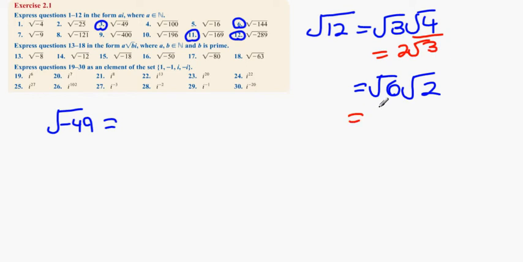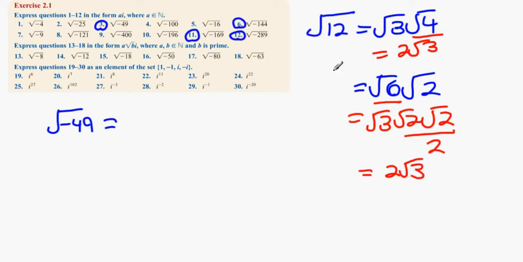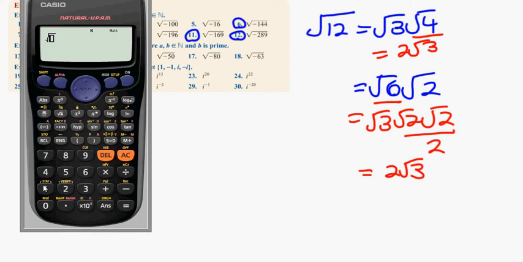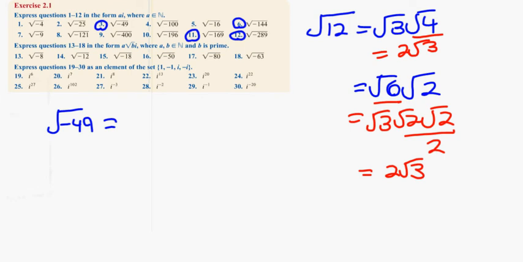This one here, we break up the 6 into root 3 times root 2 times another root 2. And root 2 times root 2 is 2. And once again, the answer is going to be 2 root 3. That's just a simple way to break up numbers, okay? Another way, the first way obviously, would be the calculator. Root 12 will give you 2 root 3. But it's good to know the other way.